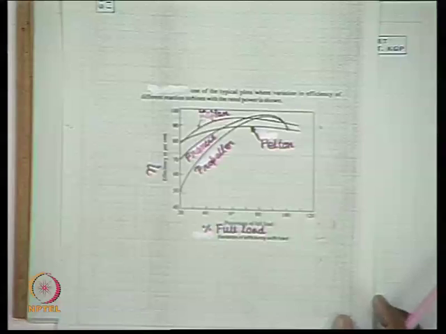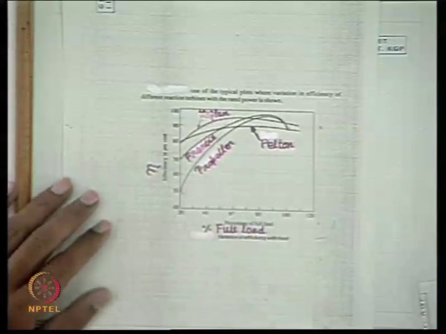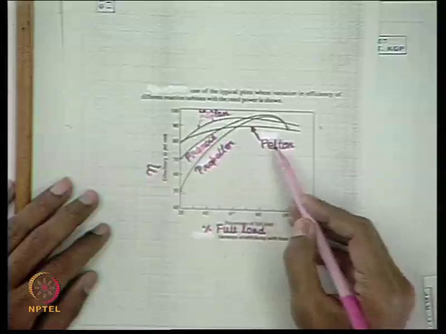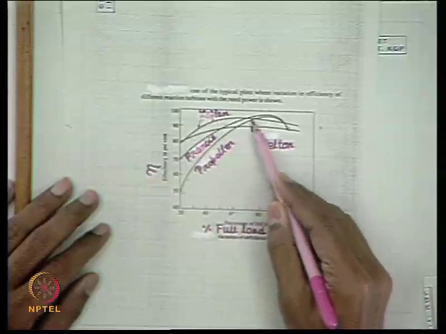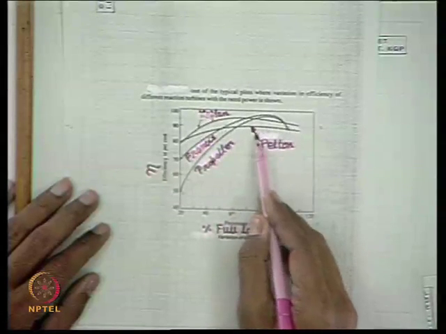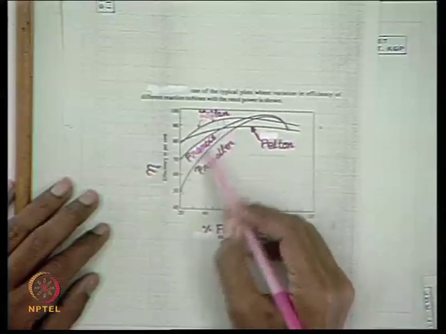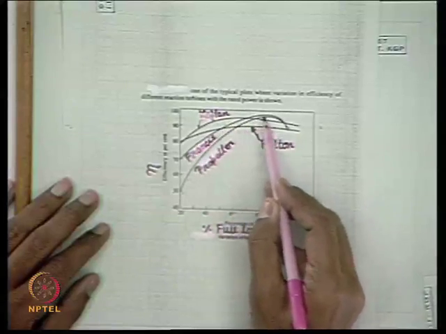Now, after that, I will show you another curve. This is the propeller turbine. This is the Pelton. This is the Kaplan turbine. And this one is the Francis turbine.